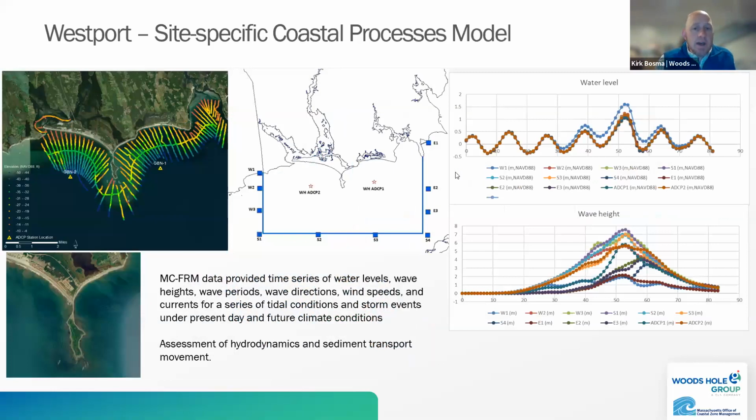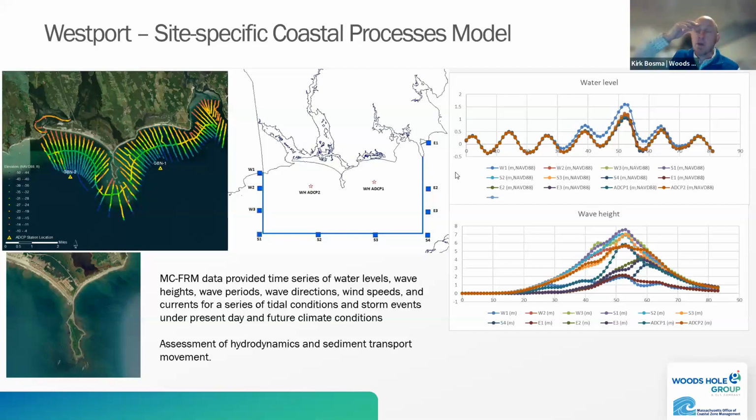Town of Westport's doing some coastal processes modeling. This is not us doing the work, but we provided information in concert with some data collection at locations off of Westport. We looked at the time series of water levels, wave heights, wave periods, directions, currents. That is then plugged into a site-specific model to assess the sediment transport dynamics and patterns, right? So you can look at how the hydrodynamics and sediment transport might change over time.